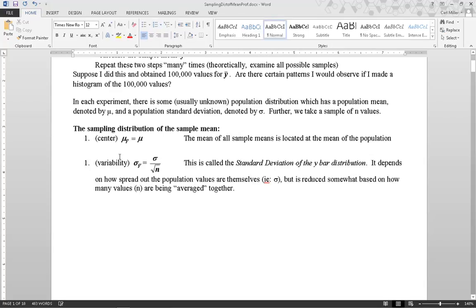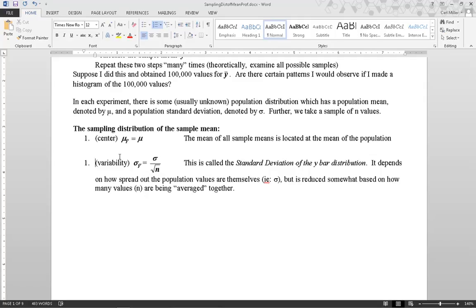2, the variability is written as sigma sub y bar and represents how spread out or how variable all the y bar values are. It is the ratio of the spread in the population, which is sigma, to the square root of the sample size n. This can sometimes be called the standard error of the mean or the standard deviation of the y bar or the mean distribution. Notice there are two things that can sound similar here.